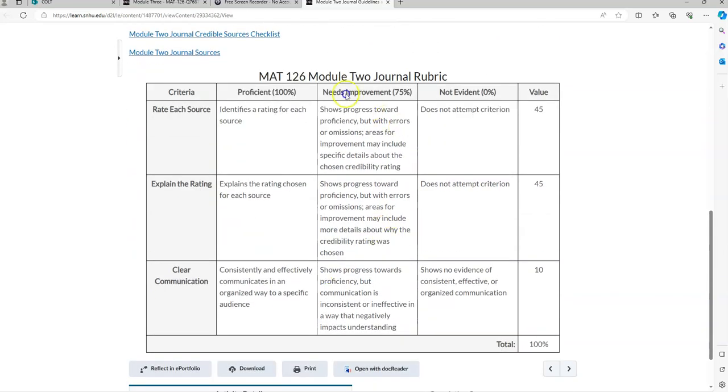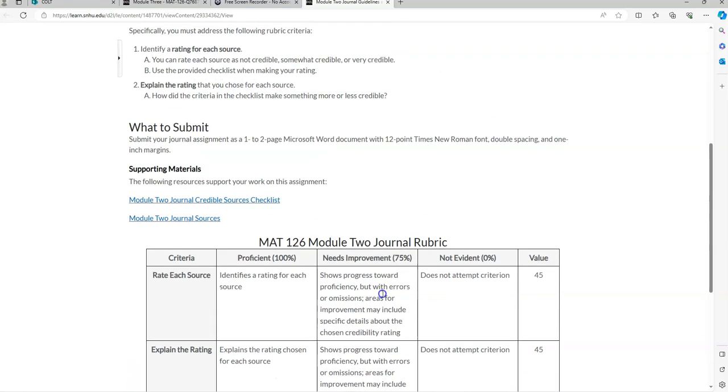Again, as I always say, please make sure you're taking a good look at the rubric before you get started, and that will guide you and give you a kind of second checklist on the things that need to be included in order to do a good job on that assignment.